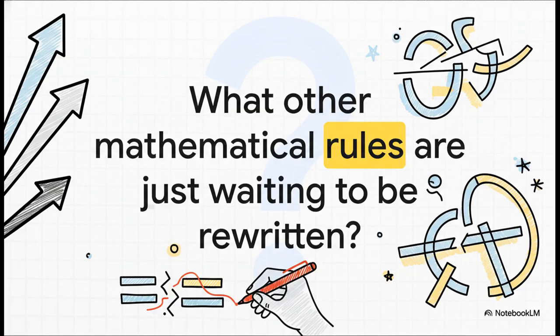If a concept as basic as getting closer can be refined and strengthened like this, what other mathematical rules that we just take for granted are not nearly as set in stone as they seem? What else is out there, just waiting to be rewritten?